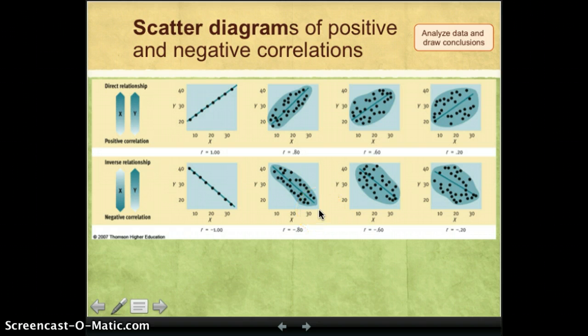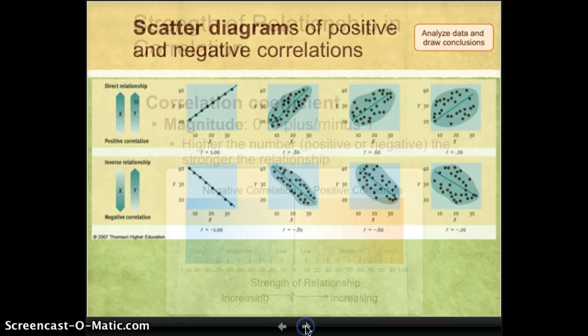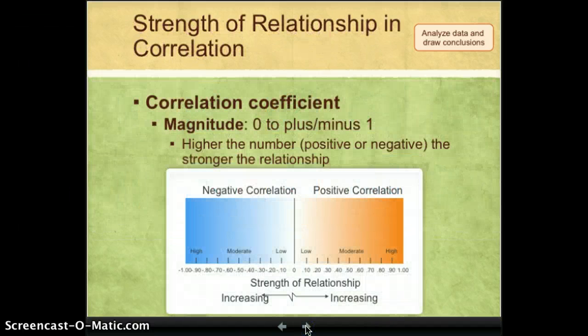So when we look at correlations, we're looking at a statistic, a correlational coefficient that tells us the strength and the direction of the relationship. This correlational coefficient will be a number anywhere from -1 through 0 all the way up to +1.